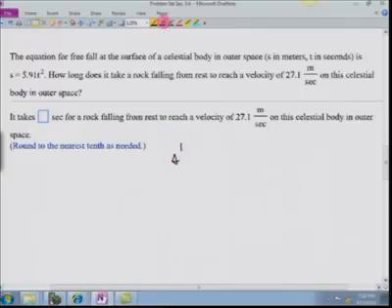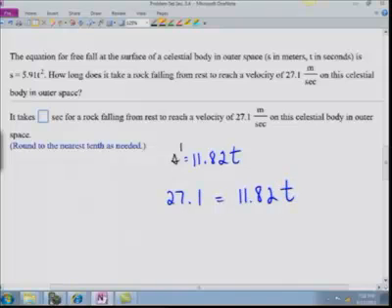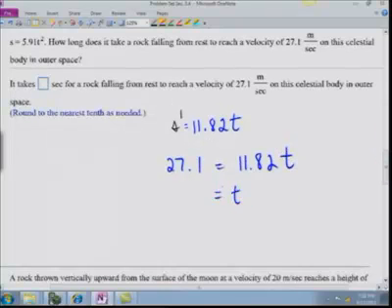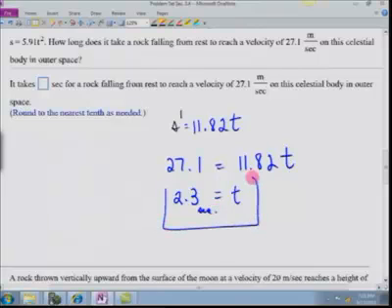So what is the derivative? What is S prime? 11.82 t, and we're going to set that equal to 27.1, so what's t? And it says round to the nearest tenth. So do that division. 2.3? Oh, wait, no. 2.3. Yeah. Okay, so that's not a bad problem. You did have to think about what am I going to do? I need velocity. I'm going to take the derivative, and I'm going to set it equal to 27.1.